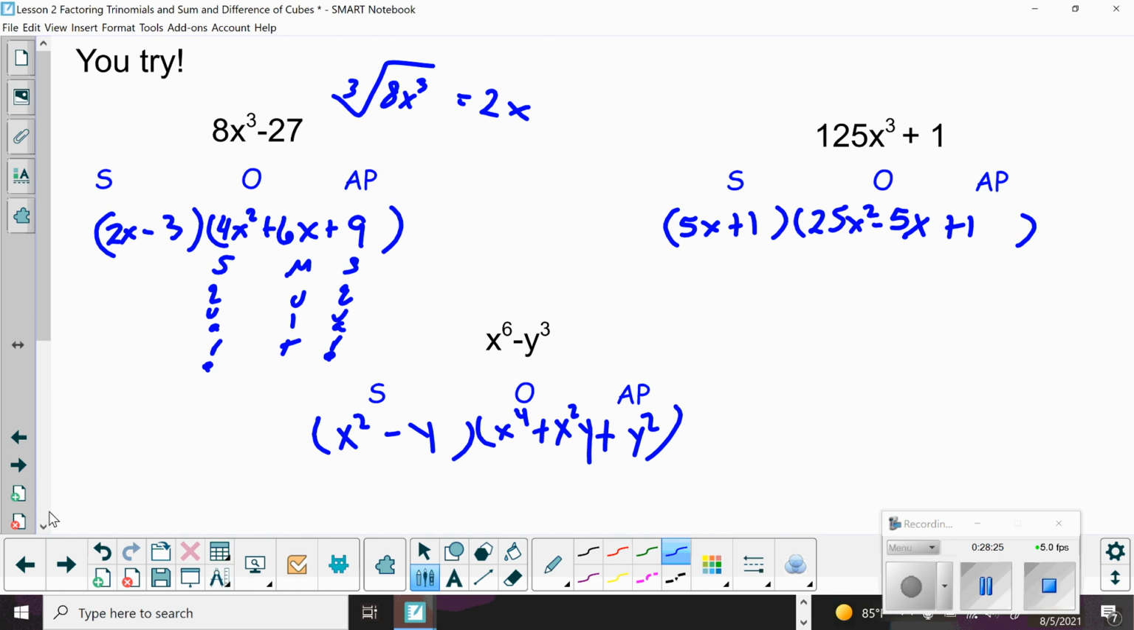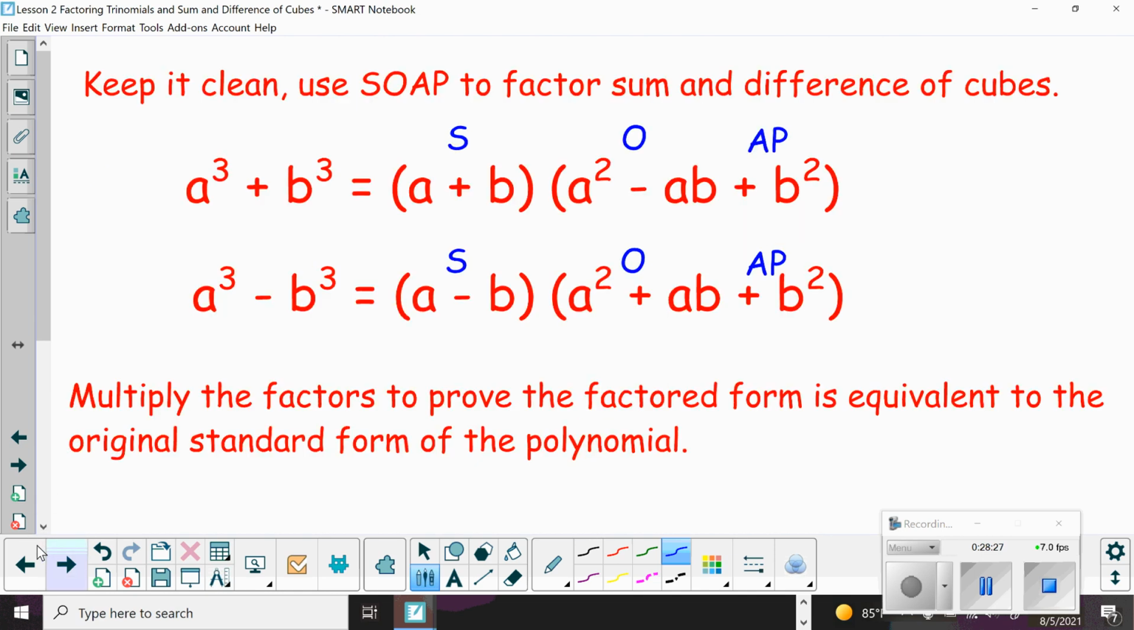That wasn't too bad, was it? So remember, keep it clean. Use SOAP to factor a sum and difference of cubes. When you see 3, remember that one of your factors needs to have 2 terms and then 3 terms. If you want to double check, you may multiply the factors back together to prove that the factored form is equivalent to the original standard form of the polynomial, which I did with the first problem we tried. And that's it. It's now time for you to practice.